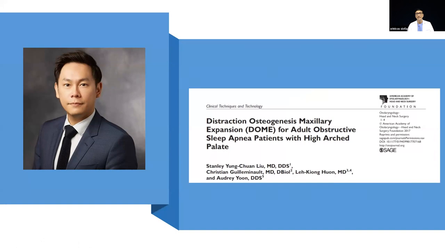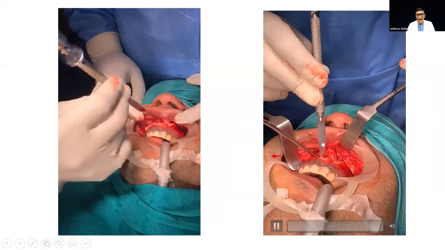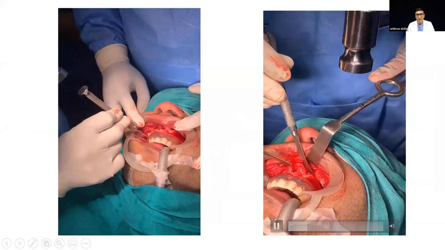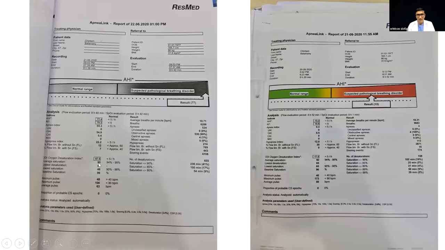So what do we do for such patients? We do what is called distraction osteogenesis maxillary expansion, or also called DOME. What we do here is we do a sagittal split osteotomy, a Le Fort 1, and then we distract it. Exactly like how we do a rapid maxillary expansion in kids, we do this kind of a technique, and we do this to improve the space so that the coupling can be brought back, the tongue can be brought back to where it belongs. And you can see the result just by doing this procedure, an AHI of 77 to 13.